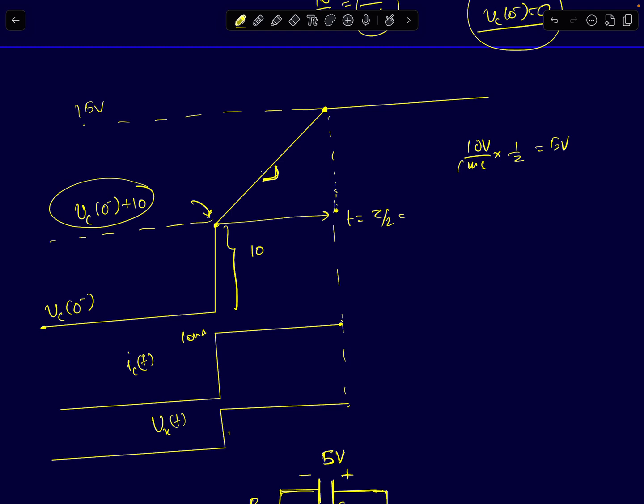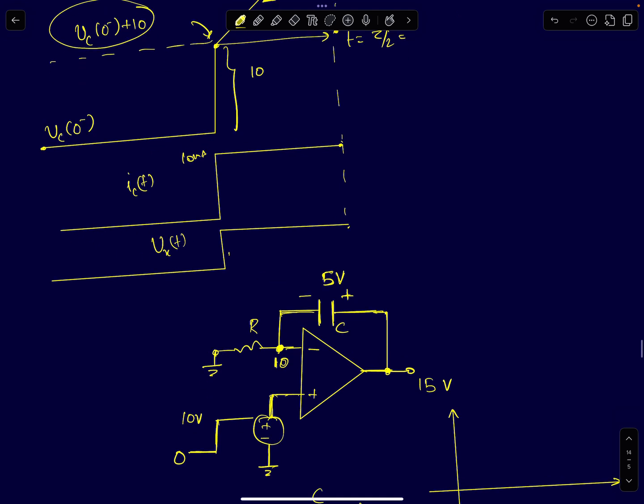The moment your output reaches 15 volts, the output is saturated. The output voltage can no longer increase. Even if you are pushing additional current through the capacitor, the output no longer changes. So the change delta V naught is going to be 0 after t equals tau by 2.